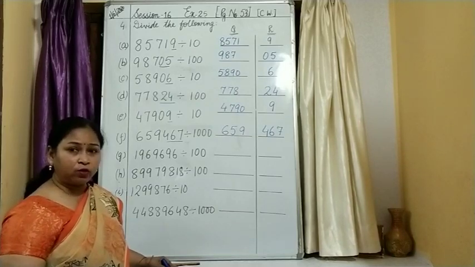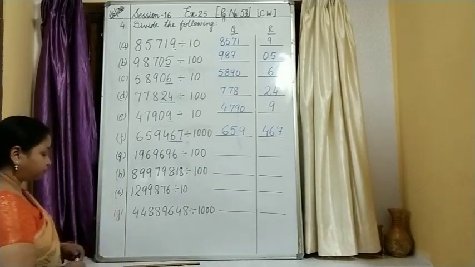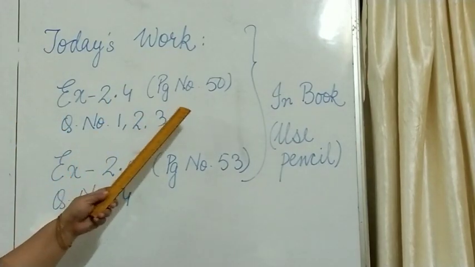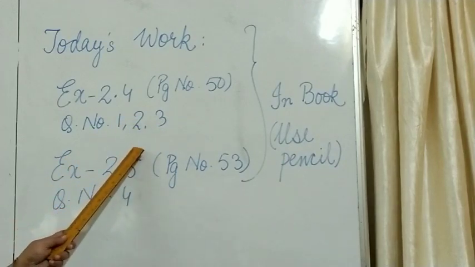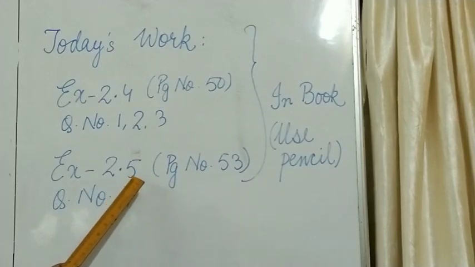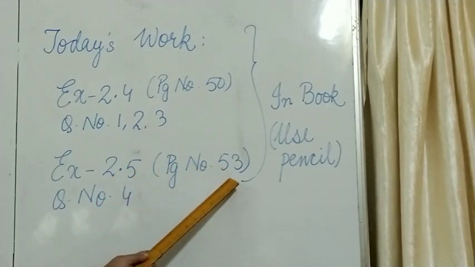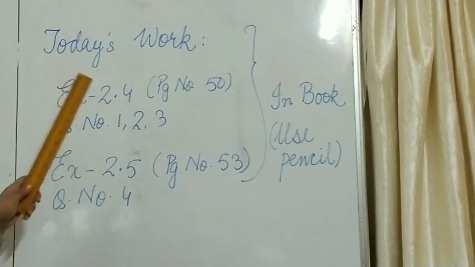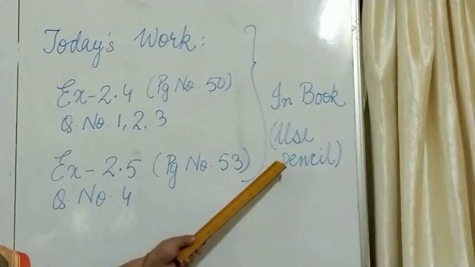Now let us have a quick look at the work we have done today. Children, today we completed exercise 2.4, which is given on page number 50. We have done questions 1, 2, 3, all the questions. Then exercise 2.5 starts from page number 52. But we had left question number 4, which is given on page number 53. So we have completed question number 4 and all these questions. Today's work, I have asked you all to do in your book. While doing it in your book, you have to use a pencil.